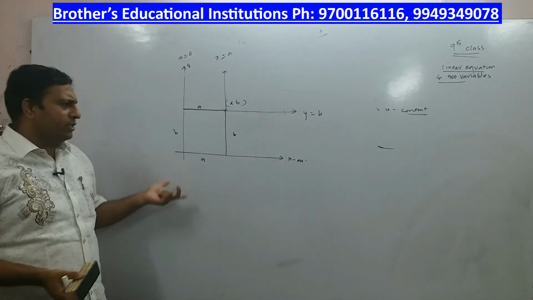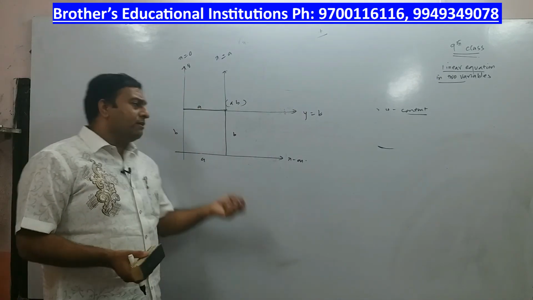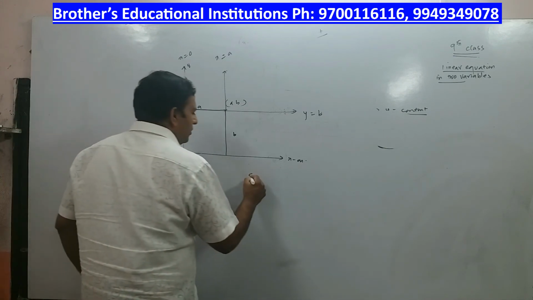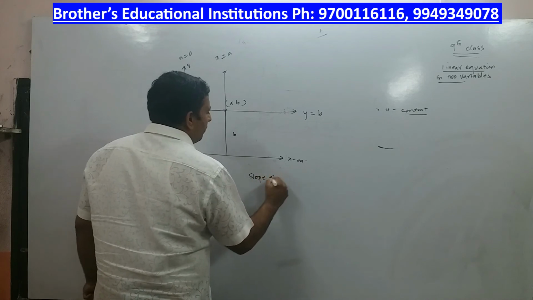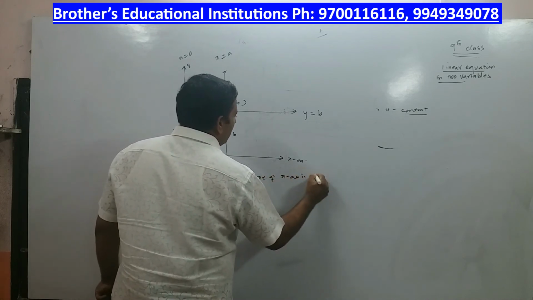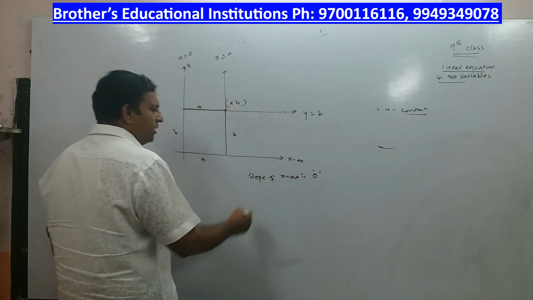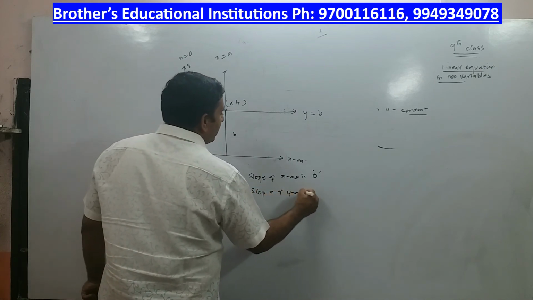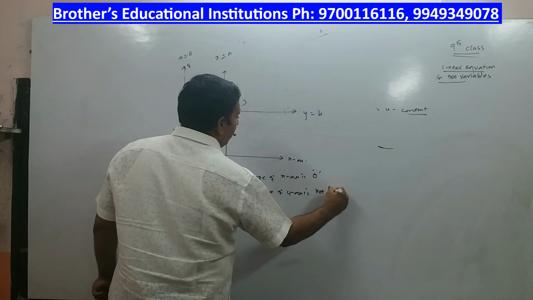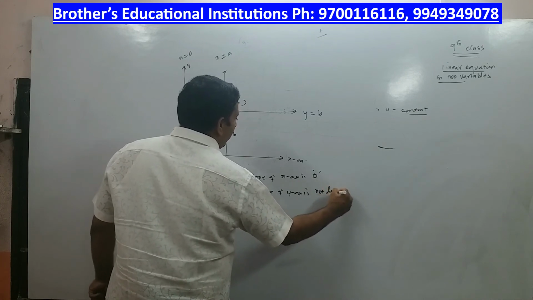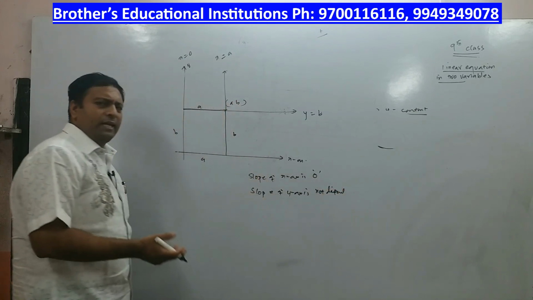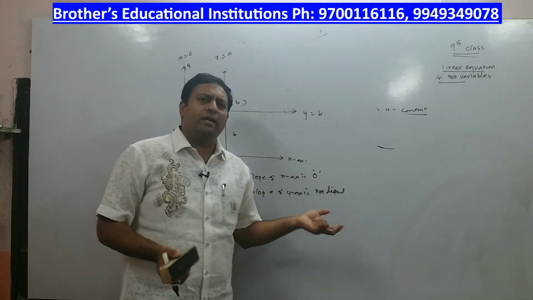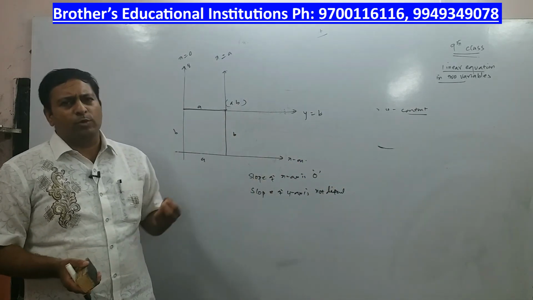And there is a higher version, like finding the slope of the x-axis and the slope of the y-axis. For practical purposes, at this point of time, you will say the slope of x-axis is 0, and the slope of y-axis is not defined. How this has happened, we will see in later classes. At this point of time, these are the basic things a student is supposed to know.